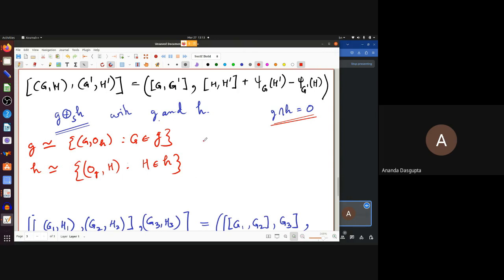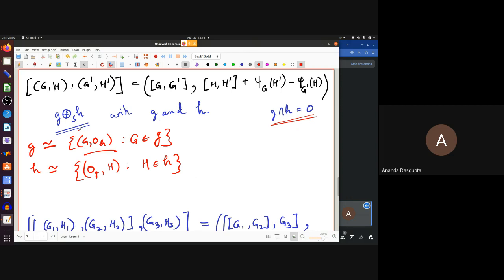So what else do you have? What did we have for the direct sum? For the direct sum case, we saw that small g and small h are both ideals. Because if you took this and did a bracket with (g', h'), you are going to get an element like this again. Now, is that true here? Are small g and small h both ideals?